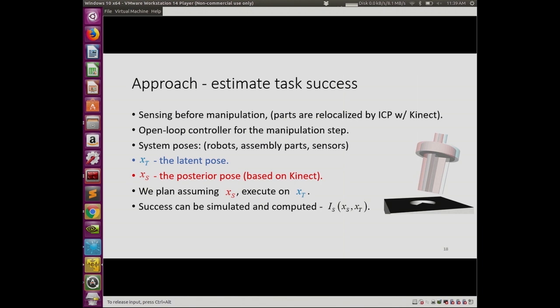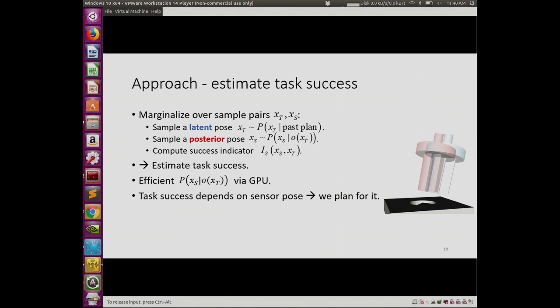And we need to reason about two poses of the system, and by system I mean robots, parts, and sensors. We need to reason about the latent pose, which is the true pose of the system, and we need to reason about our posterior estimate of the pose, the sensed pose, and in our case it is sensed with a Kinect scanner. Now, we usually plan assuming the sensed pose, because that's what we have, and we execute sadly based on the latent pose. So if we knew these two poses, we could simulate and reason about the success of the task. And this is the approach we take.